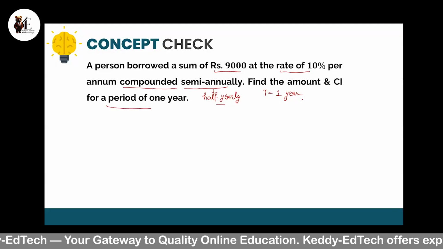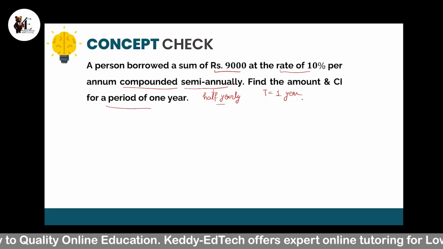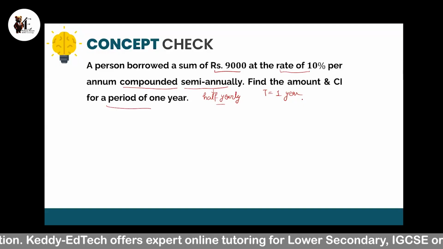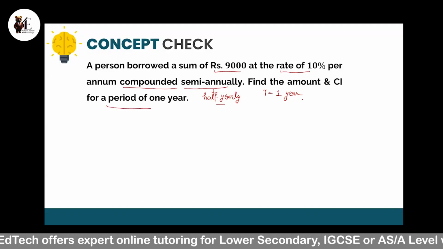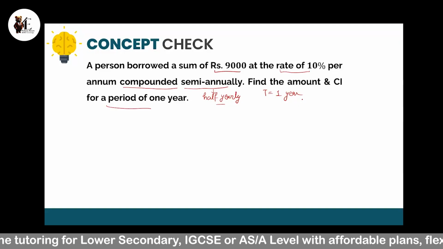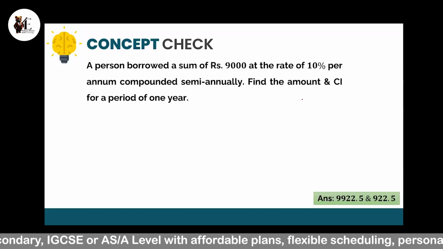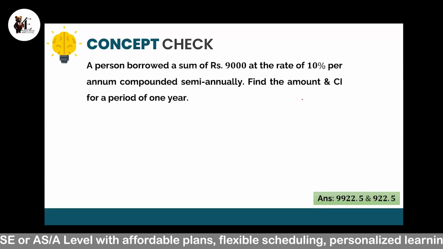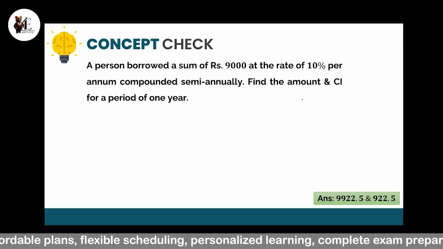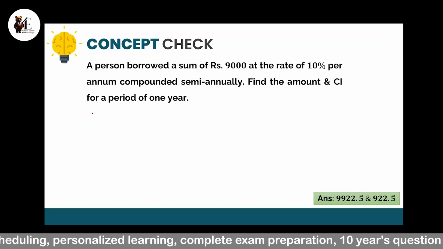So I got the answer. Okay, what's your answer, Jasmine? I got 30,690 rupees. I think this is incorrect. Yes, this is incorrect. Okay, check them.